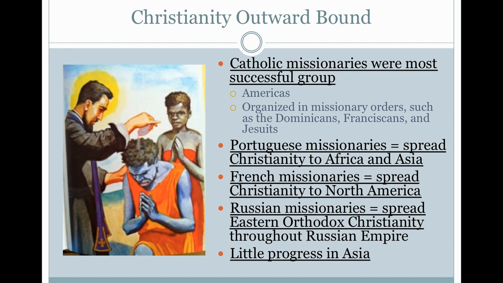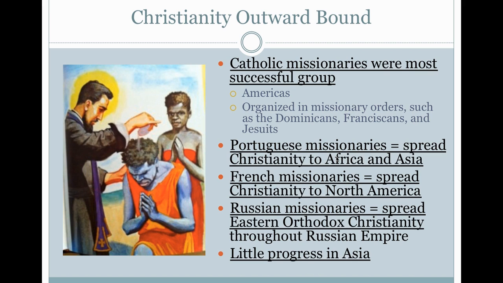Catholic missionaries were considered to be the most successful, though, especially in South America, Central America, California, Texas, Mexico. Orders are just missionary groups. So if you see a Dominican or a Franciscan or a Jesuit, these are different orders of monks, right? They're all Catholic. I'm not sure exactly why they're different, but if you see those terminologies, you're thinking Catholicism.